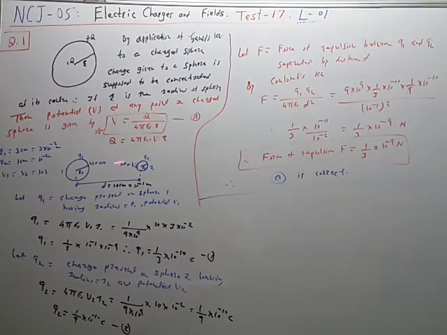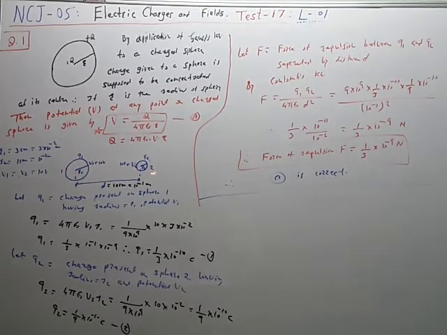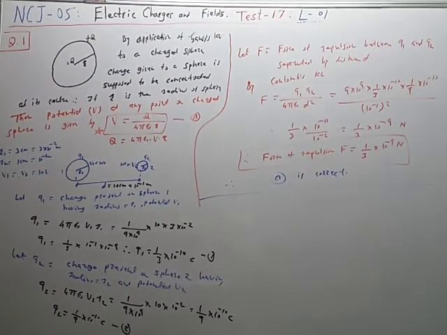So this charge is here, this charge is here. So d is the distance between the two centers of the sphere. It is also the distance between the two charges, like this. So this is the amount of the repulsive force.